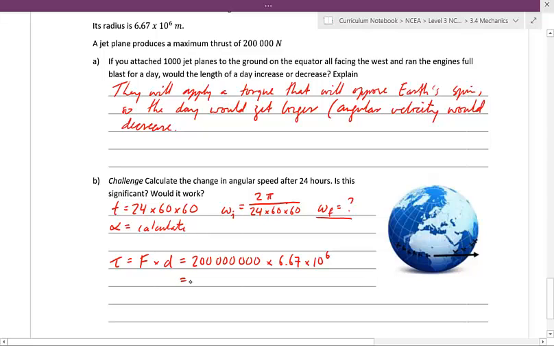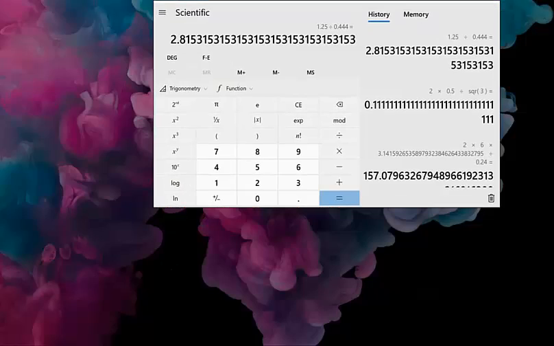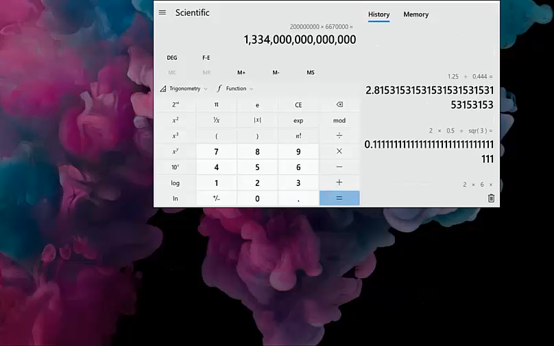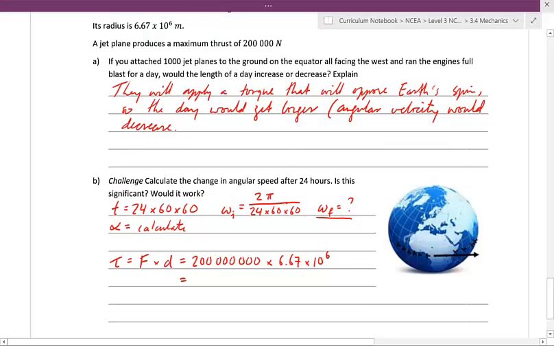So the torque here is 200 million times 6.67 times 10 to the 6, which gives us, what's that? 3, 6, 9, 12, 15. 1.334 times 10 to the 15. And that's newton meters.